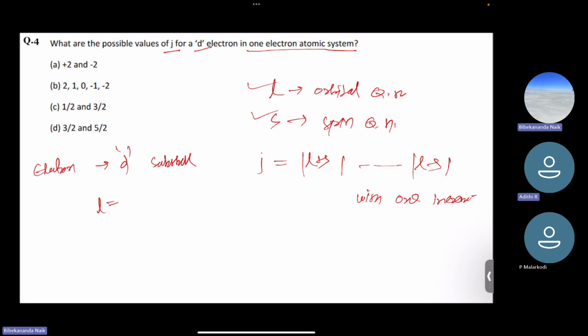L is equal to 3, sir. L. Are you sure? So L0 is which subcell? S. L1 is P. L2 is D. D. So L is 2 for D. So L is 2, and what will be the value of S?